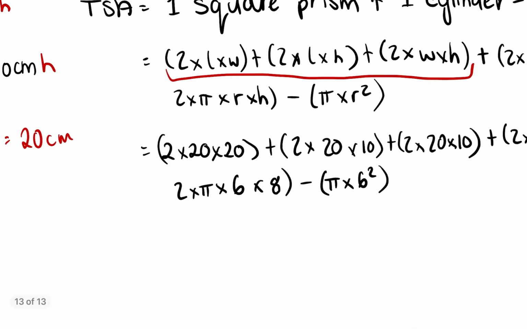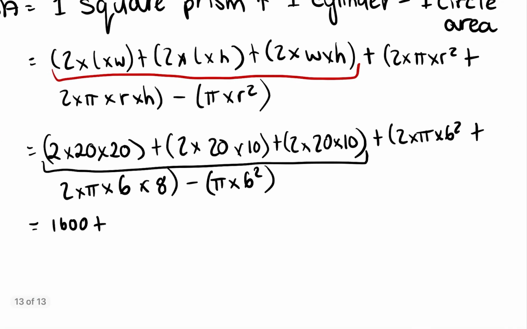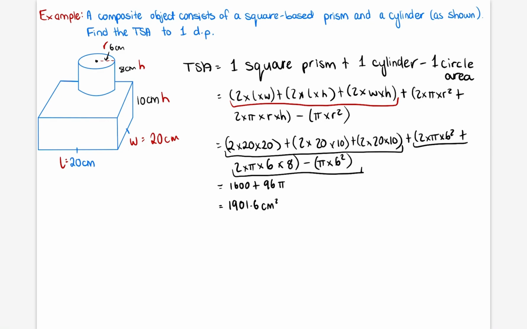I personally would find out what this part is by myself, and that part there is actually 1600, plus the answer of this part here. When we do this, it is then plus, in exact form, 96 pi. Now you don't have to do this step, you can just put it all in your calculator. That's fine. And that should equal 1901.6 centimeters squared, because we're in centimeters and we're dealing with area.